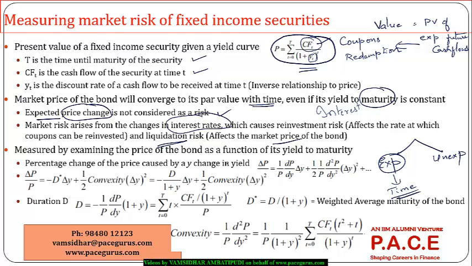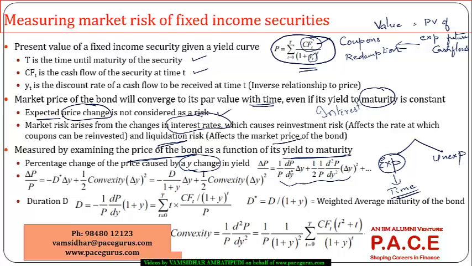Now, whenever we are talking about market risk, we are looking at the price of the bond and its yield to maturity, to come up with the market risk associated with the bond. Now, the percentage change of price. If the yield is changing by some small amount, there is a change in the price, and that change is typically captured by this kind of an equation.